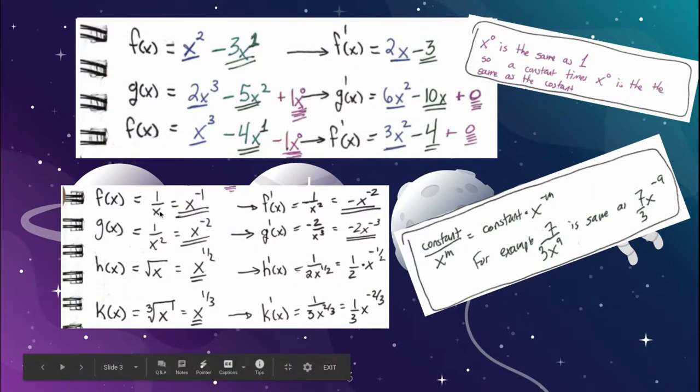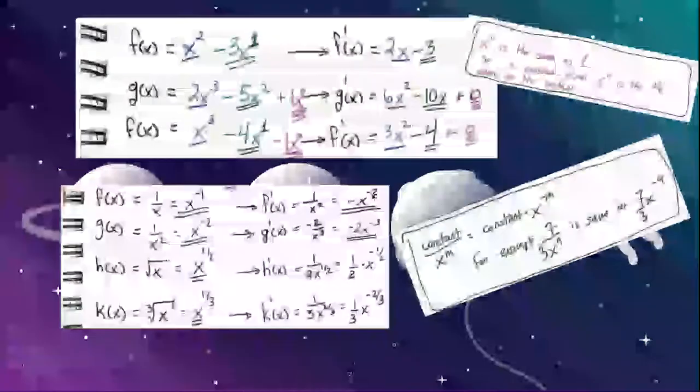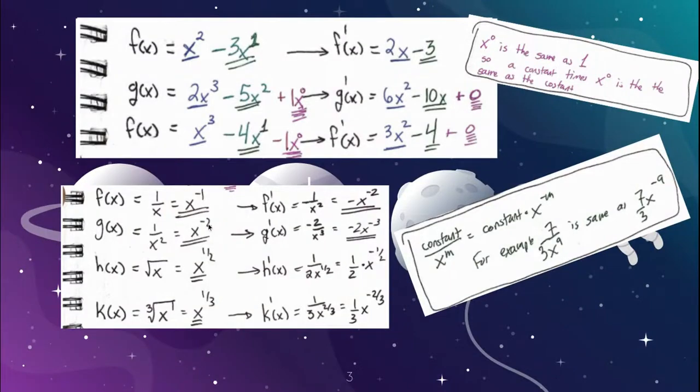Same thing down with these crazy guys. 1 over x, I can rewrite that as x to the negative 1. So to find the derivative, this power times the coefficient. And if there's nothing written there, we assume there's a 1 there. So negative 1 times the coefficient of 1 makes a new coefficient of negative 1. Decrease that power by 1, it becomes negative 2. Negative 2 times this coefficient makes negative 2 as a new coefficient. Decrease that power by 1. Negative 2 take away 1 makes negative 3.